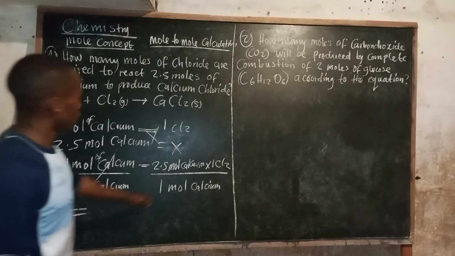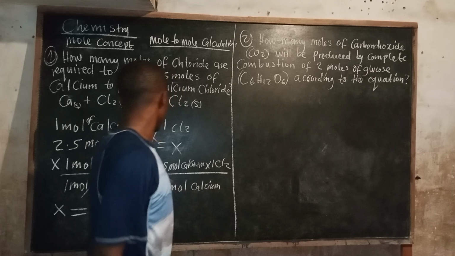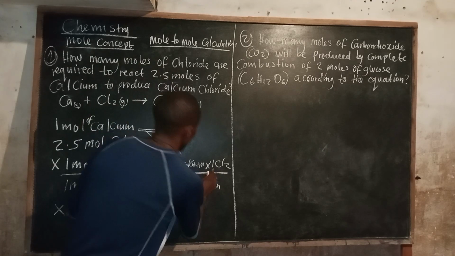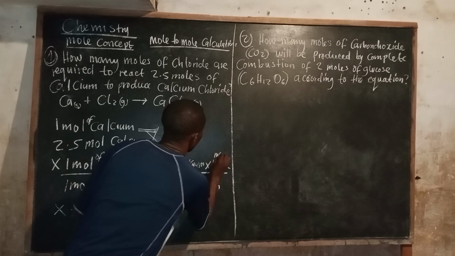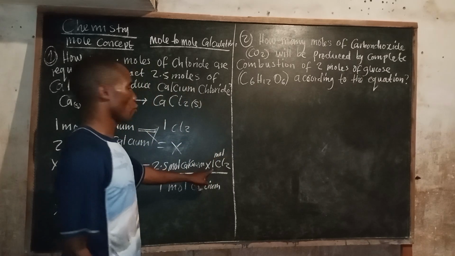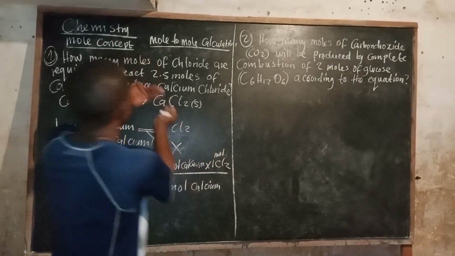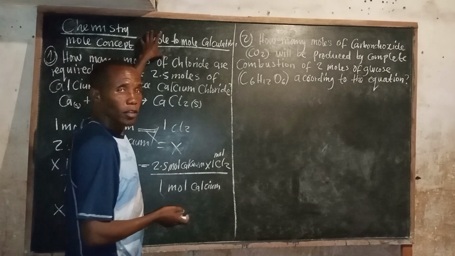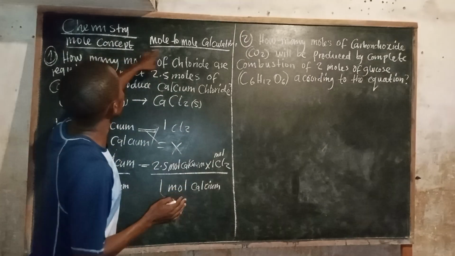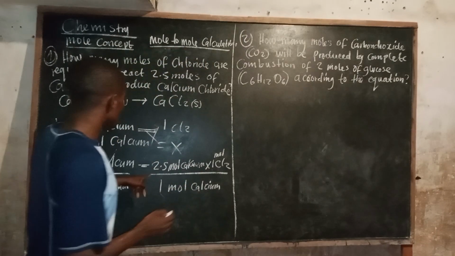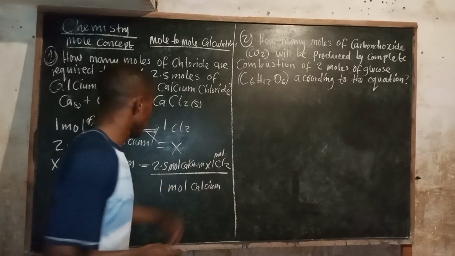X is equals to 2.5 moles times 1 mole of chlorine. I forgot to indicate the mole here, 1 mole of chlorine. So 2.5 times 1, because our area of interest, as I said in the first place, is mole. So we are just calculating mole. That's why the subtopic is saying mole to mole calculations. So 2.5 moles times 1 mole is 2.5.